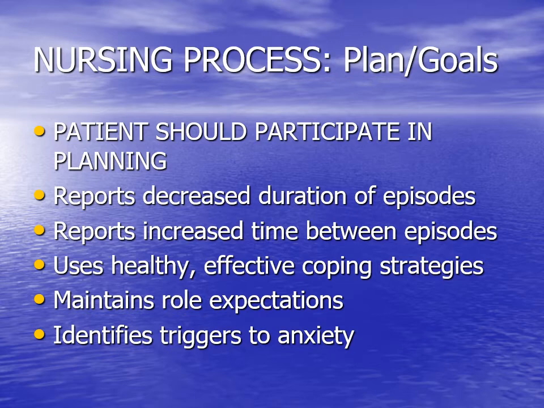And so what we want is for them to have some time when they're not so anxious, to develop some coping strategies, and maintain their role expectations. In other words, keep their job, be able to keep their relationship if it's a relationship they want to keep, and identify triggers. What are the things that set them off, especially if they have recurrent thoughts that take them down a bad path?